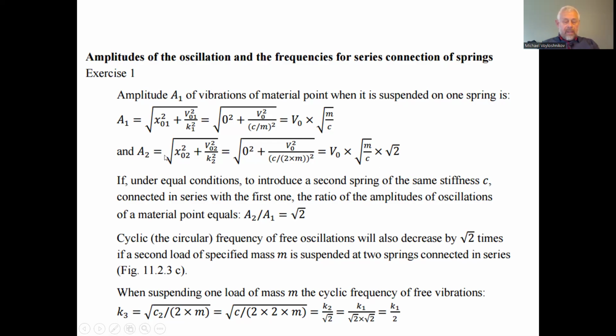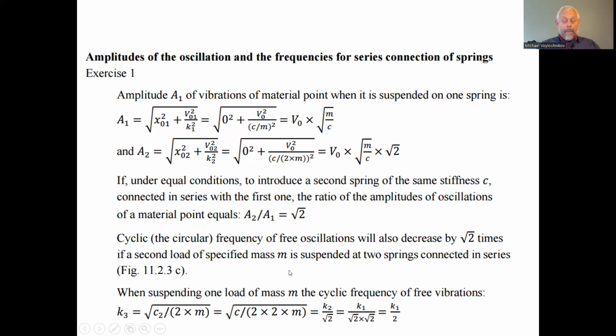So when we suspend these two springs in series, the amplitude of the oscillation increases in proportion to the square root of 2. This is due to the consequent connection in series of two springs of the same stiffness characteristic. If under equal conditions we introduce a second spring of the same stiffness connected in series with the first one, the ratio of the amplitudes of oscillations of the material point equals A2 divided by A1 equals the square root of 2.